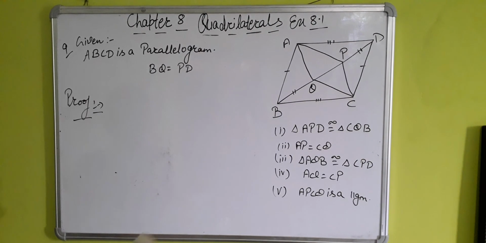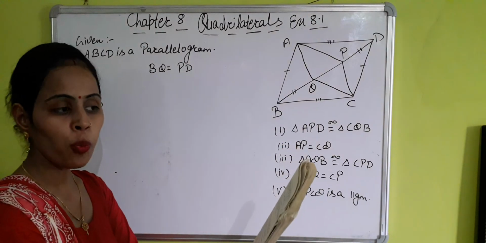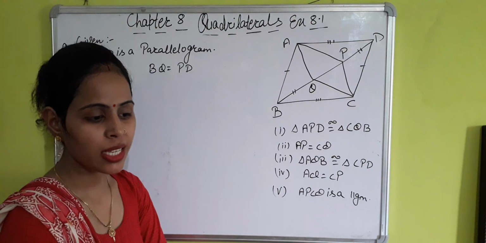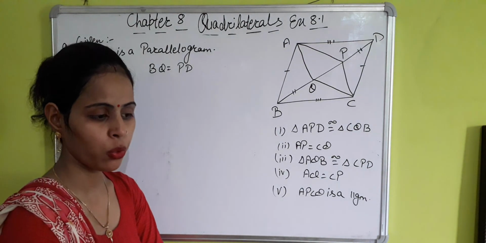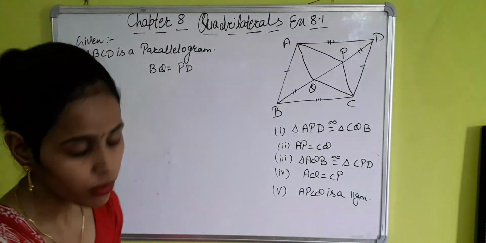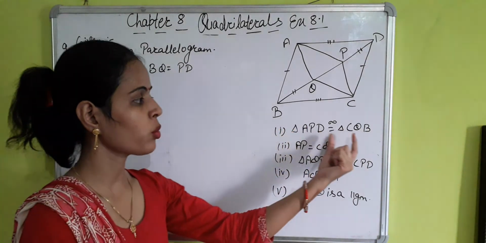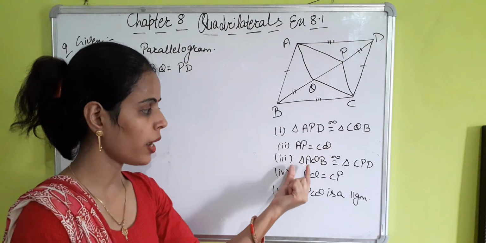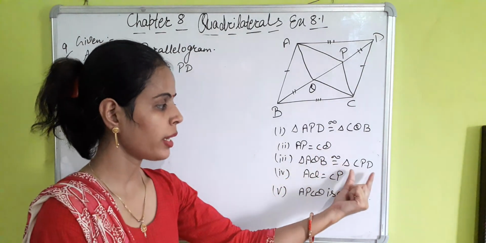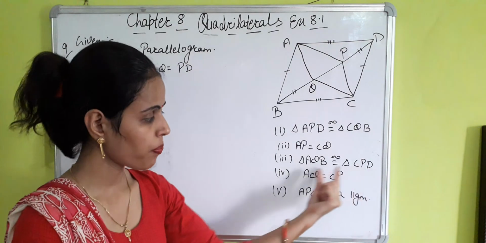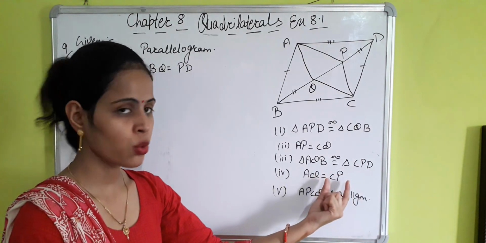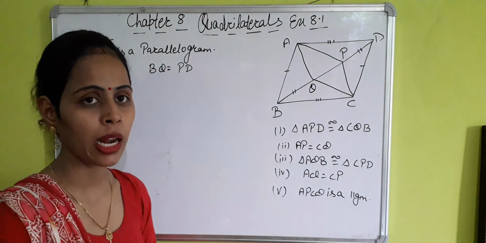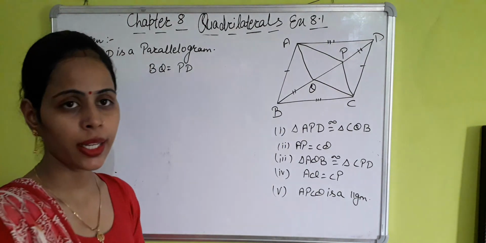Question number 9. In parallelogram ABCD, two points P and Q are taken on diagonal BD such that DP equals BQ. Show that first, triangle APD is congruent to triangle CQB. Second, AP equals CQ. Third, triangle AQB is congruent to triangle CPD. Fourth, AQ equals CP. And in the fifth part, prove APCQ is a parallelogram. All these 5 parts write in to prove.